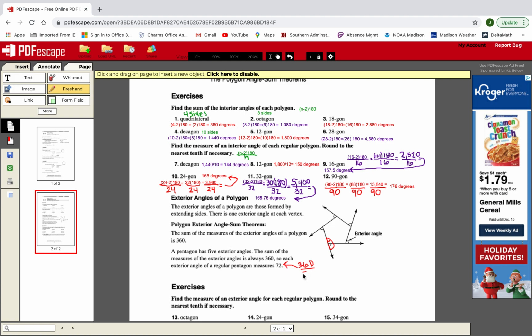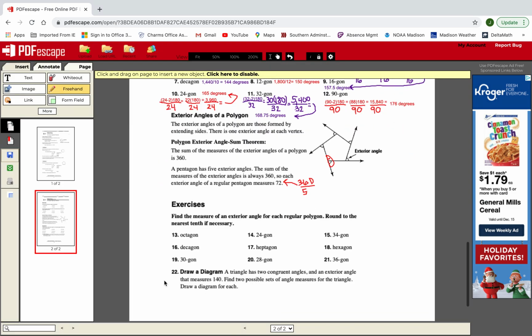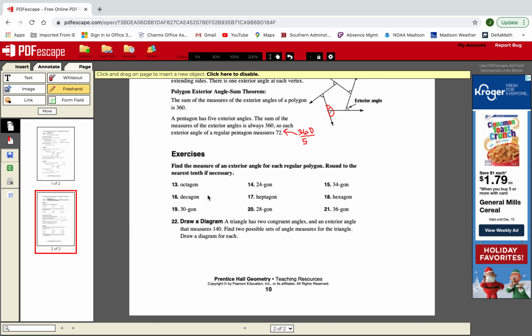I hope that you are taking good notes. Okay, all right, so looking down here at the last exercises in this lesson, this is find the measure of an exterior angle for each regular polygon. All we're doing here is taking 360 and dividing it by the number of sides.